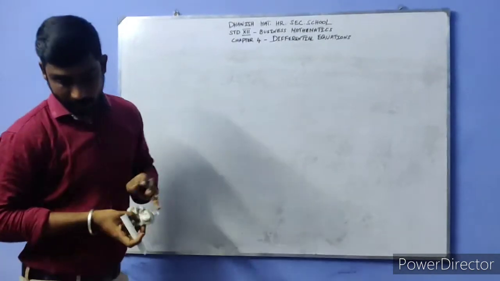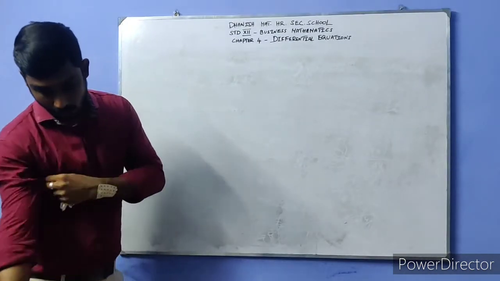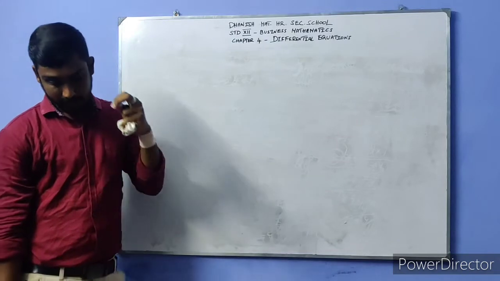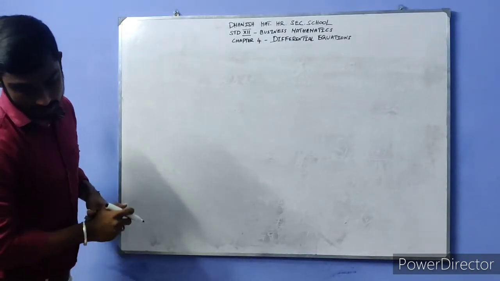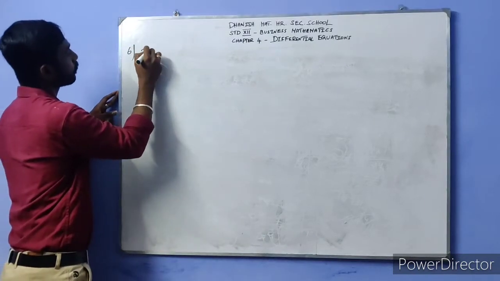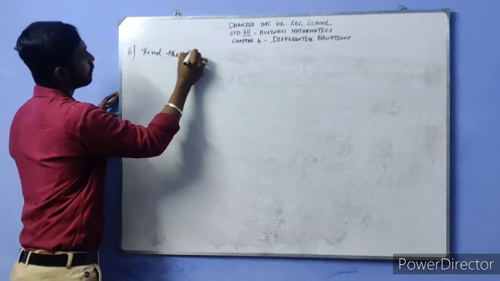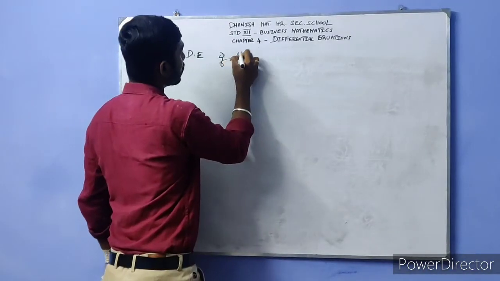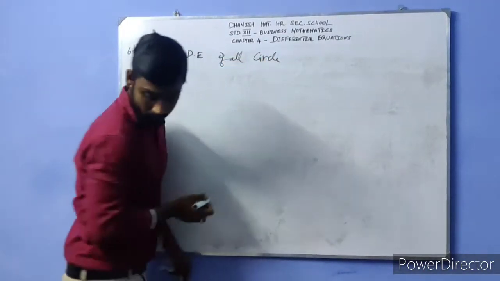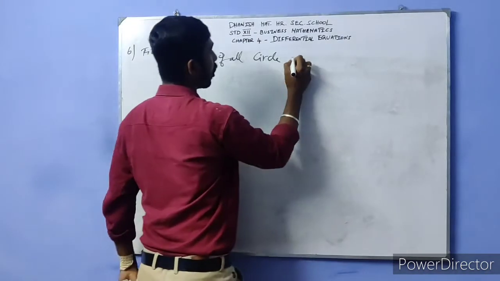What is the question given? Find the differential equation of all circles passing through the origin and having their centers on the y-axis. Find the differential equation of all circles passing through the origin.